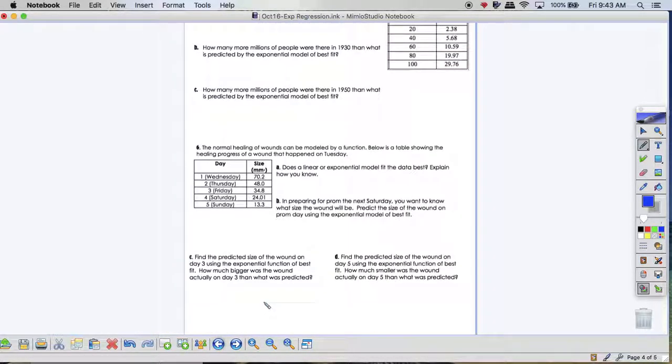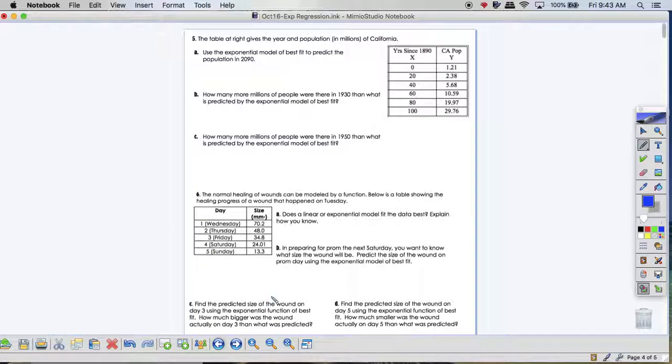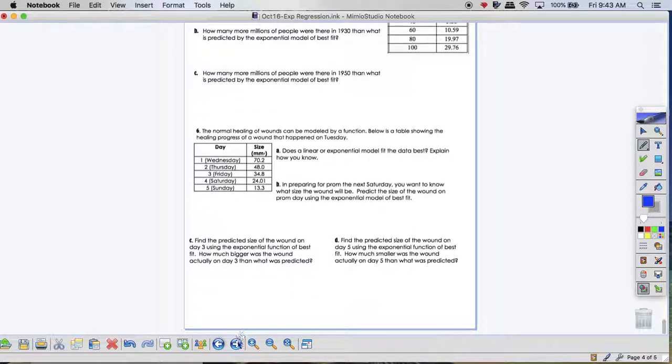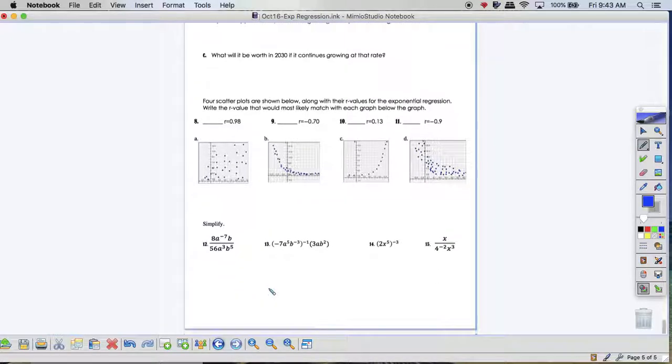Okay, so it's more of doing the same thing. Keep in mind for number 8, we're not looking at how close this is to making a straight line, right? We're looking at how close it is to an exponential growth or decay curve.